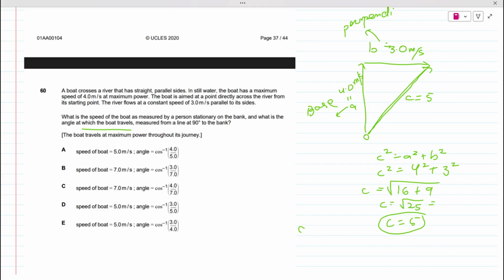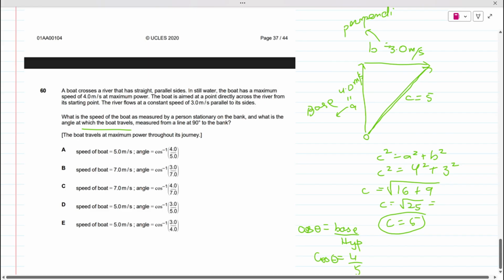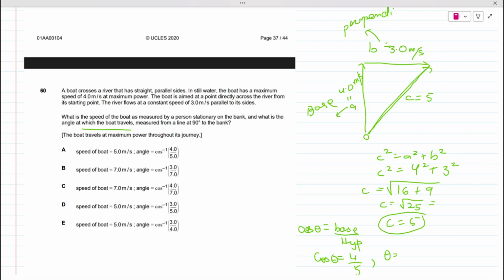Let's find the angle by cos theta, right? So cos theta equals base upon hypotenuse. So cos theta equals, base is 4, right? Hypotenuse just came out 5. We are supposed to find only theta. So theta is equal to, cos is multiplying with theta here. When it goes there, it will be cos inverse of 4 upon 5.